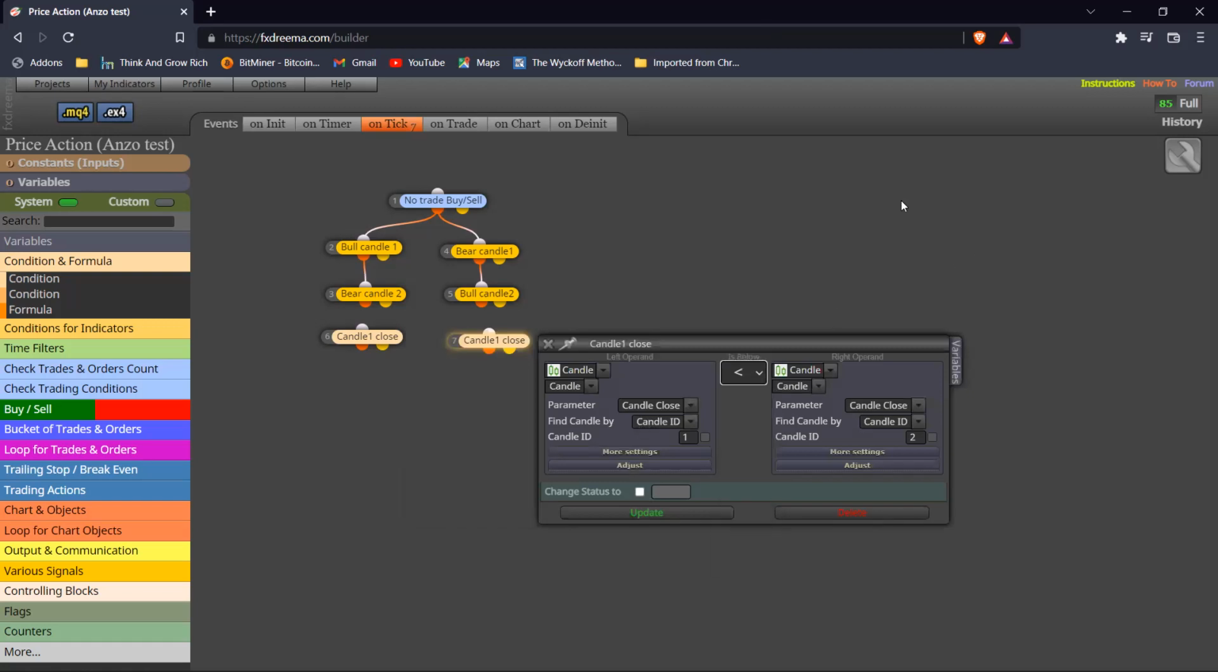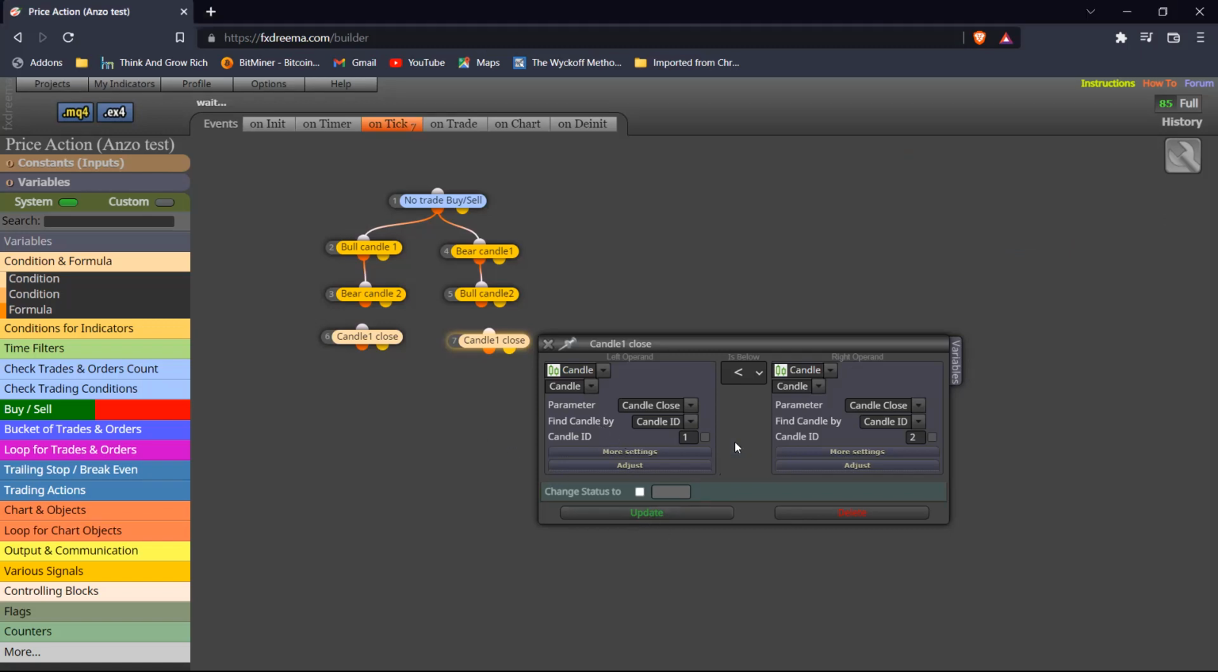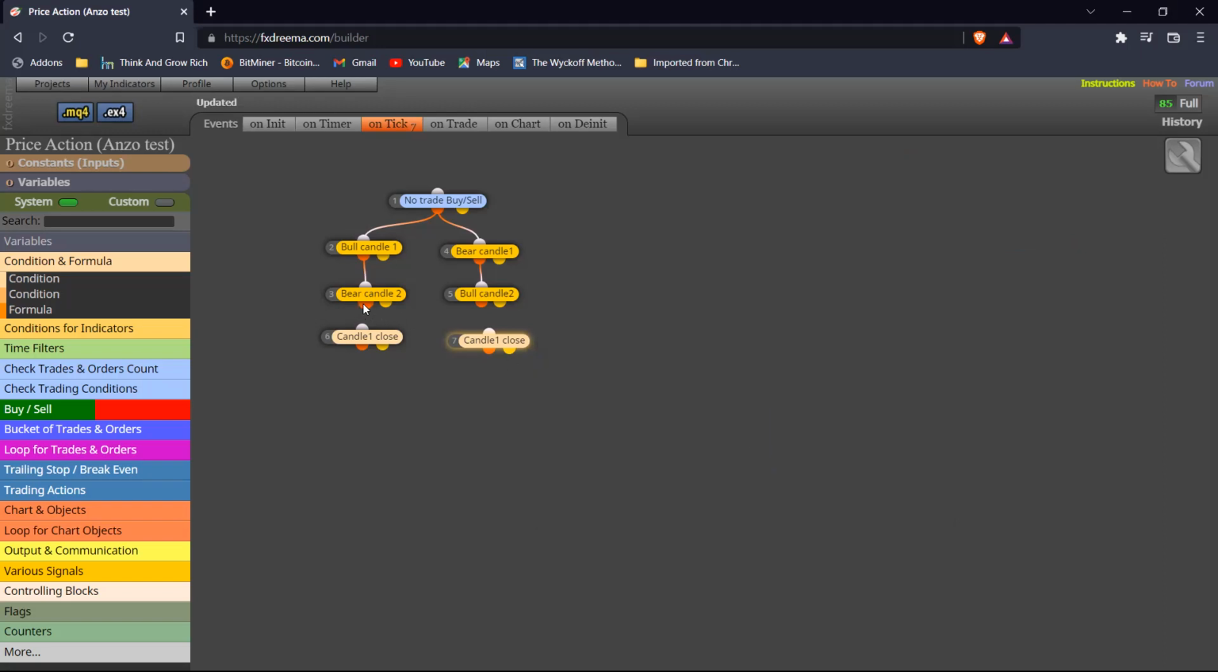So the close candle, because remember, a bearish engulfing candle would look like this, the previous one would be a bullish candle. So this one will be a bullish candle, and the close of this one needs to be lower than the close and the open of this one, right? So that is what we set there. And click on update. And we connect this to this like so, and we connect this to this like so.